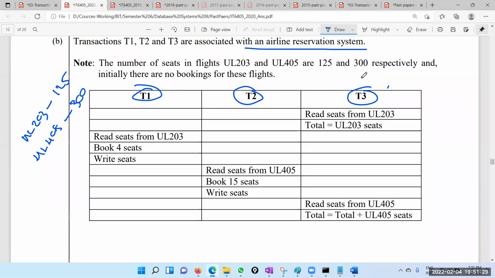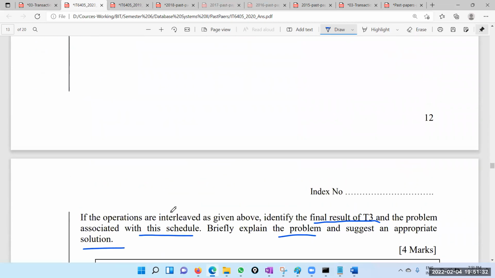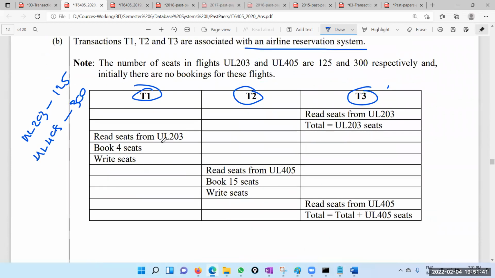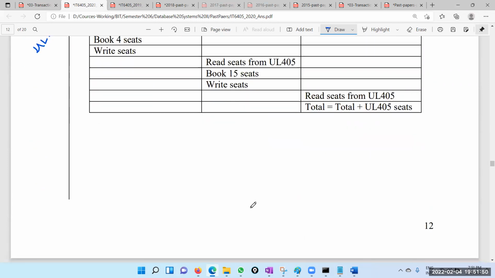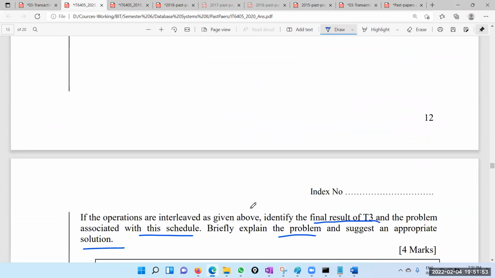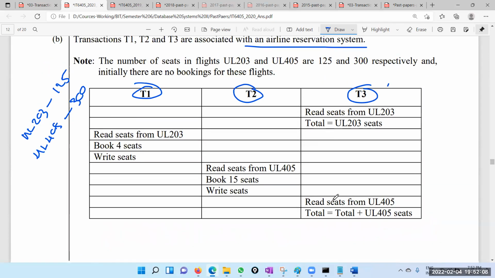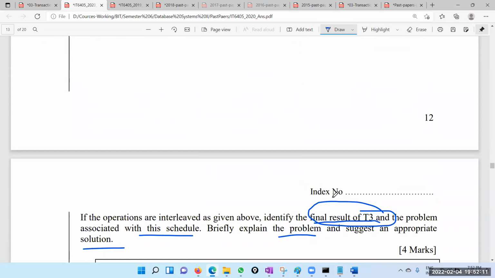Now, the question. If the operations are interleaved as given above, you can see they are interleaved. So you do these things, then you do this, then this, then this. Actually, these two are pretty much like a serial, but this one is in between them too. These things are happening in this order. Therefore, it is definitely not a serial schedule. Identify the final results of transaction 3. So what is the outcome, or what is the total you are getting? That is question 1.